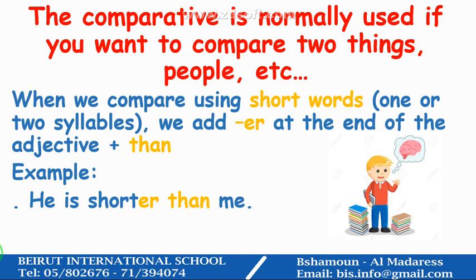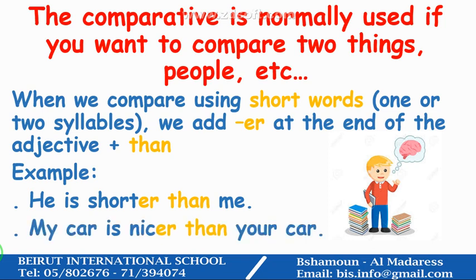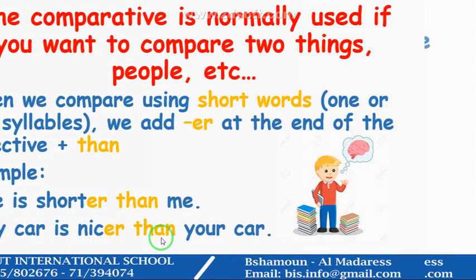Let's have another example. My car is nicer than your car. Here I'm comparing two things, two cars, and I'm using a short word that is nice as an adjective. So I have to add er plus than. But pay attention, before I add er to the adjective nice, I have to cross out the final e.